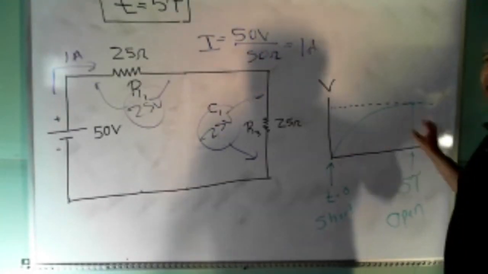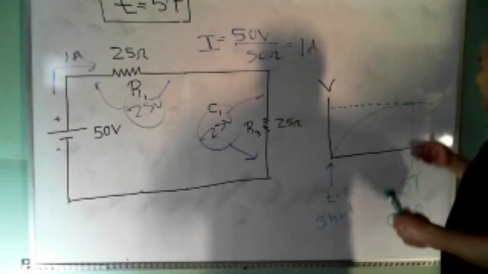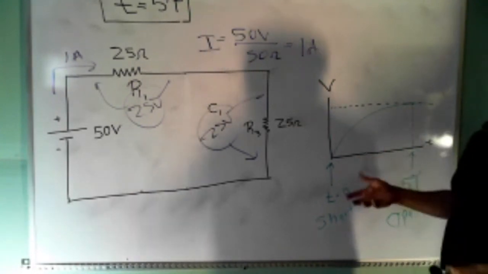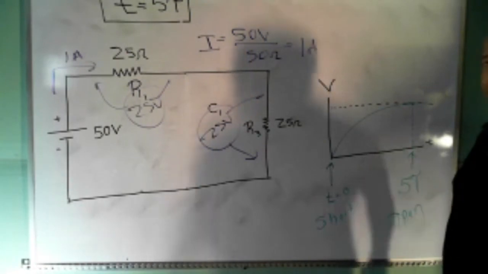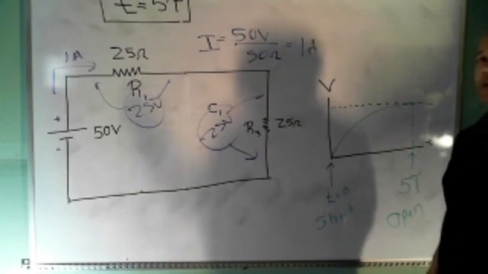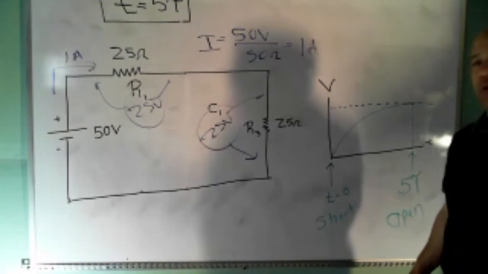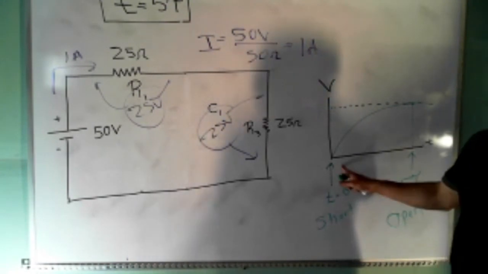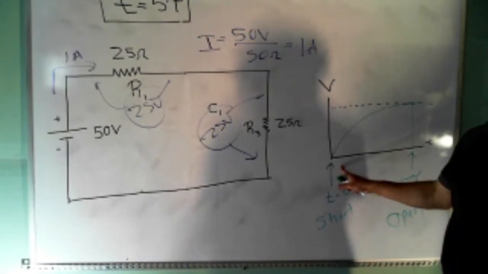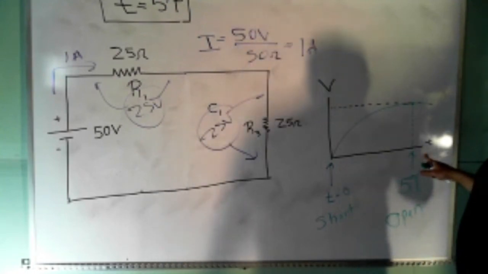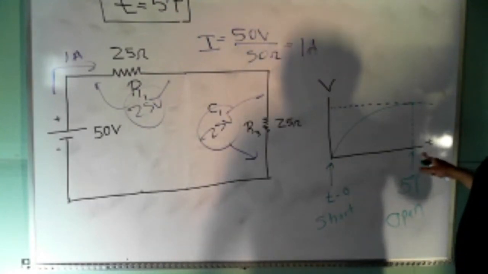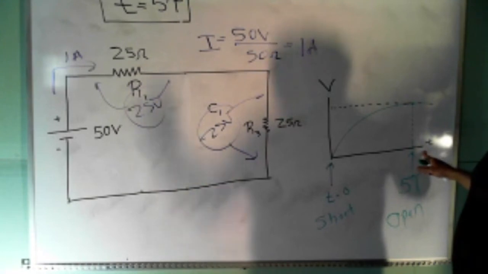Because your analysis is going to depend on when you look at the circuit: do you replace with a short or do you replace with an open? It depends on when you look at the circuit. So that's 2 of the 3 times. The first one was t equals 0: the capacitor behaves like a short. T greater than or equal to 5 time constants: the capacitor is equivalent to an open circuit. That's 2 of the times.